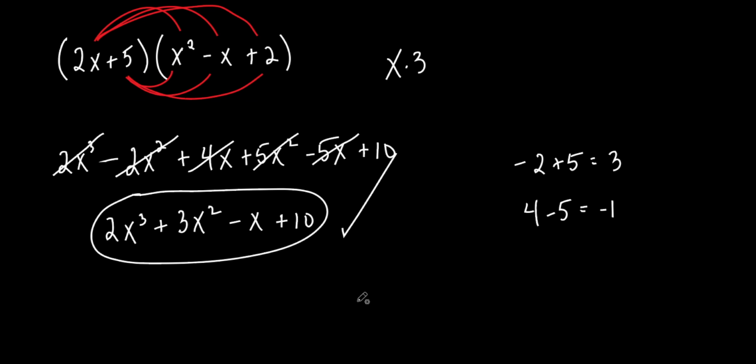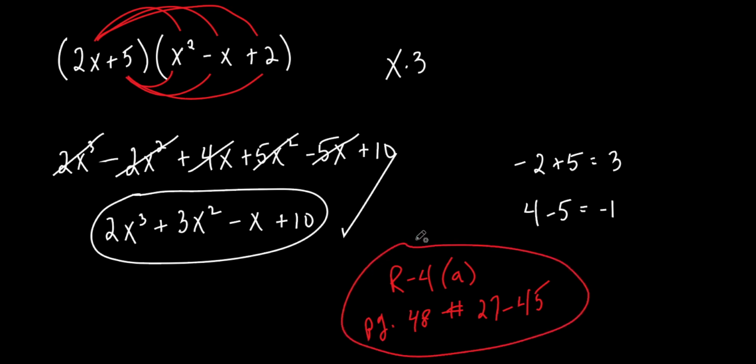So now, you do have an official homework. Yesterday I gave it to you, but I said you didn't have to do all of them. So we'll call this R4A since it's our first homework on R4. And it's page 48 and 27 to 45. And that's your homework right there. All of them are just come here, picture. And odds. Just write it down.